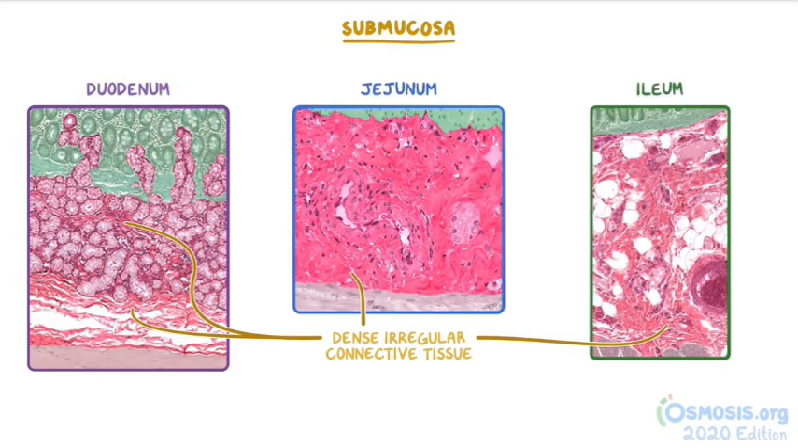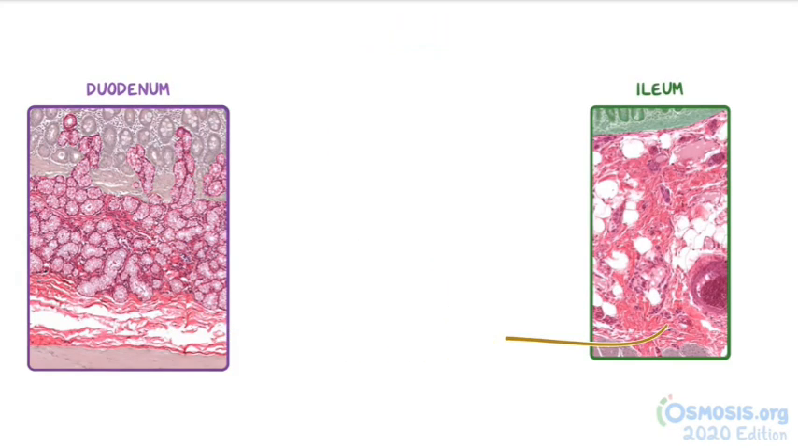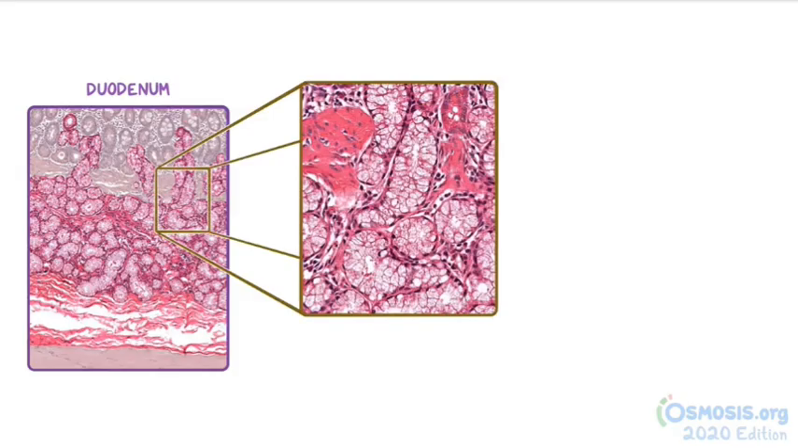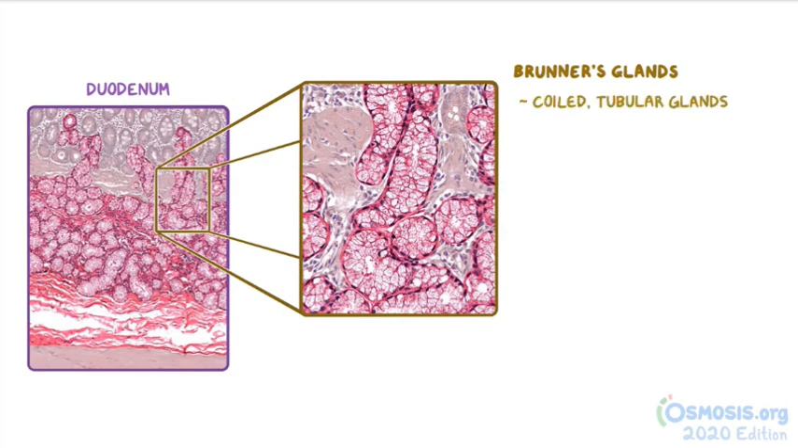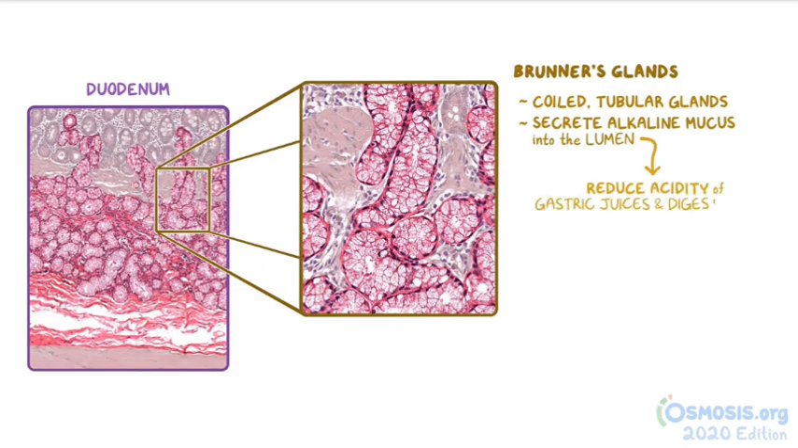The duodenum submucosa can be distinguished from other segments of the small intestine by unique glands called Brunner's glands, which are only seen in the duodenum and esophagus. They can be identified in images as a thick layer of coiled tubular glands lying just beneath the muscularis mucosa. In the duodenum, they secrete alkaline mucus into the lumen of the small intestine in order to reduce the acidity of the gastric juices and partially digested food coming from the stomach.